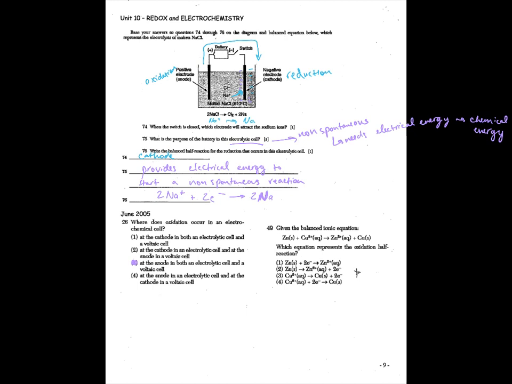Number 49, which equation represents the oxidation half reaction? So oxidation, losing electrons. So who's losing electrons here? It's zinc for sure. Zinc goes from 0 to 2 plus, and it's choice 2.